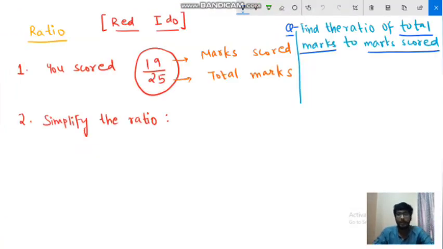Good morning, kids. So, today we will start with the topic ratio. You have already studied ratio in class 6. We are going to do revision.